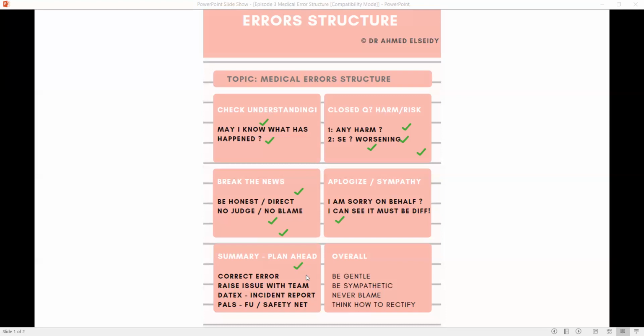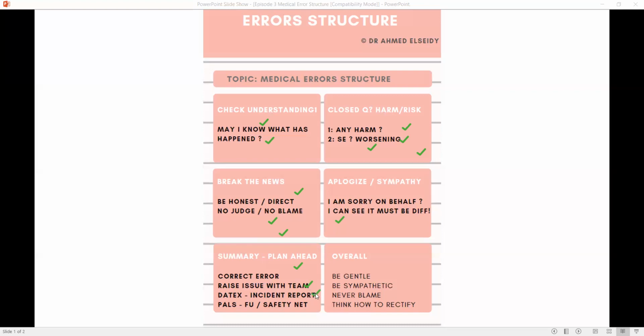The second thing in your management will be raising that medical error with your team or with your seniors. "Mr. Jack, we take such incidents very seriously. I'll raise that with the team so we can discuss it and we can find why this mistake has happened and how we can avoid that from happening again."